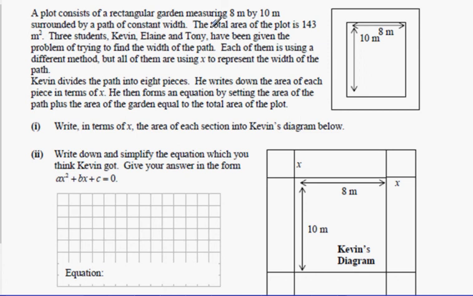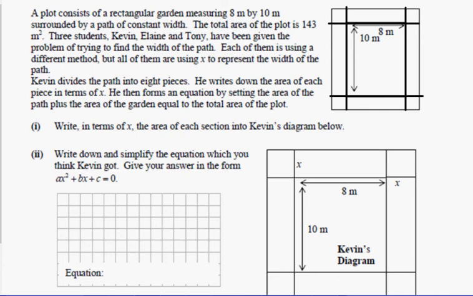Kevin divides it up into 8 pieces. Okay, here's Kevin's 8 pieces now. I need a thinner line. How many pieces do you see there now? 1, 2, 3. That's 9 pieces, isn't it? Now, 9 pieces. He divides the path into 8 pieces, which means the garden makes the 9th piece.